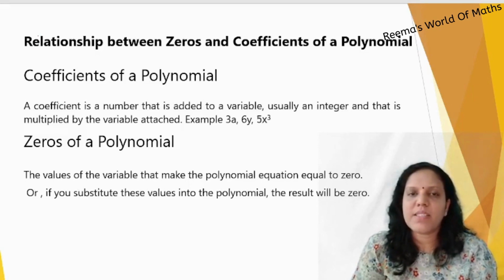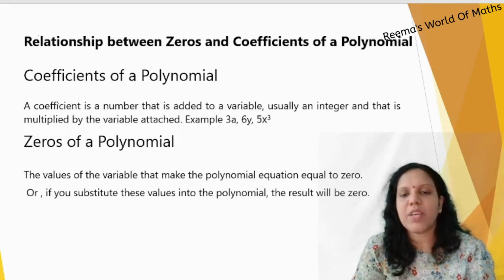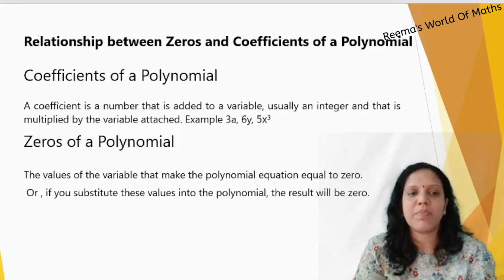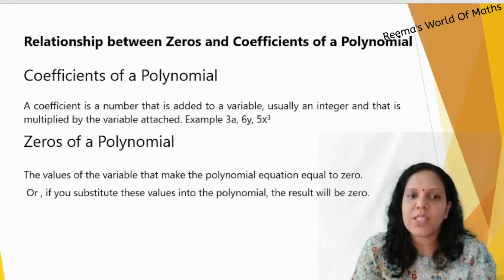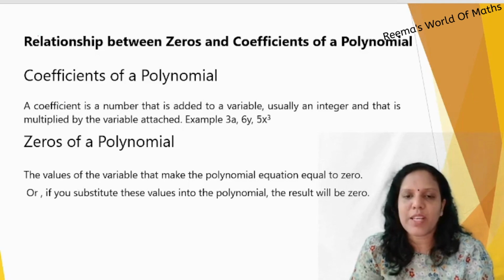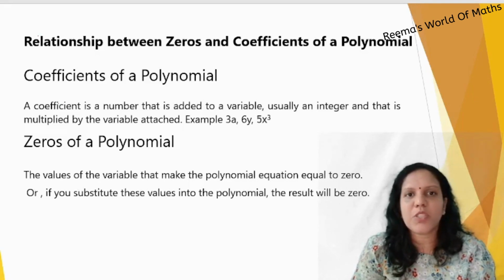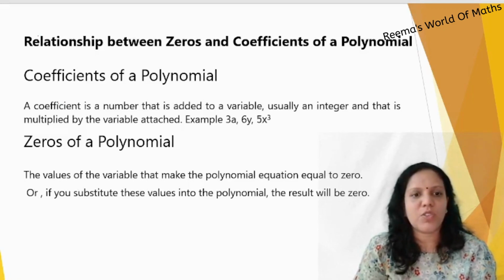In 6y, 6 is the coefficient and y is the variable, and in 5x cube, 5 is the coefficient and x cube is the variable. So once again, coefficients are the numbers attached to a variable. Usually they are integers, but they can be any real numbers, positive or negative.